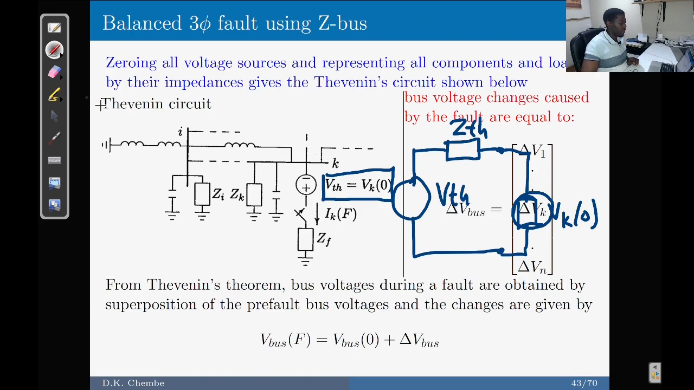And then from the Thevenin's theorem, we could say that the V bus, or the bus voltage at the faulted bus, will be equal to V bus 0 plus the change in the bus voltage.